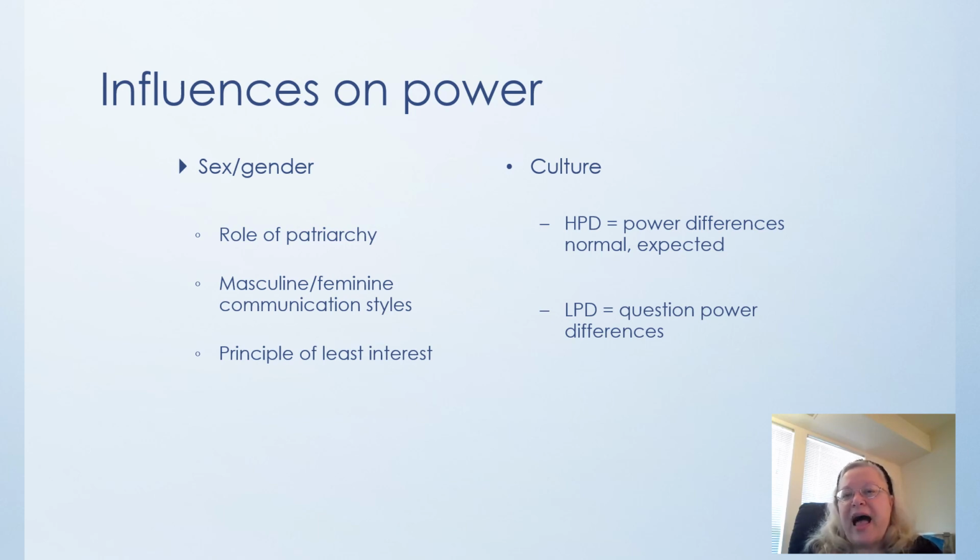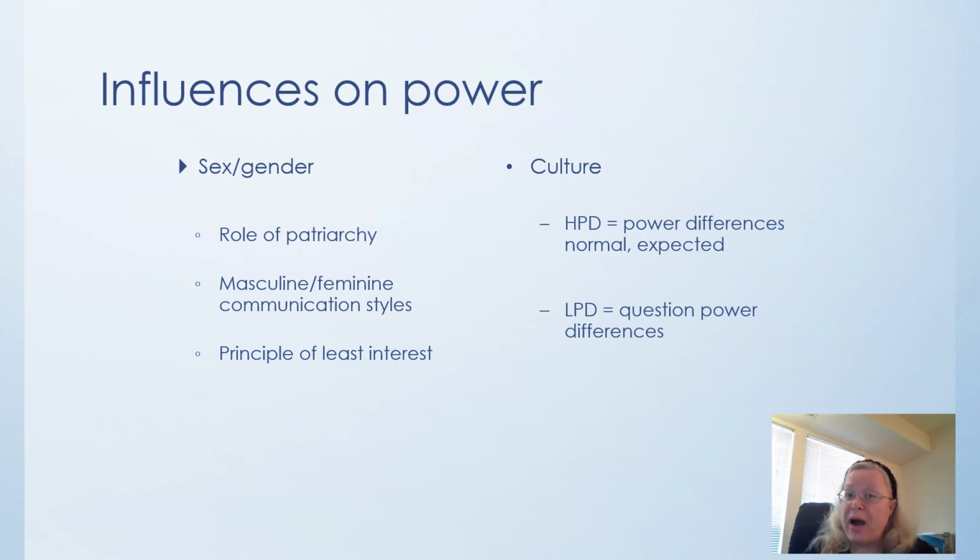And then culture can be a big influence on power, especially the dynamic of power distance. Remember, we talked about high and low power distance cultures. High power distance cultures are cultures where the average person is far away from power, right? You're a diminished person. You're a peasant and they're a king, right? And in a high power distance culture, power differences are normal and expected. So people might tend to be more deferential because they are accepting of this idea of differences in power.